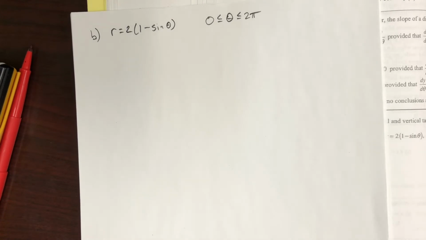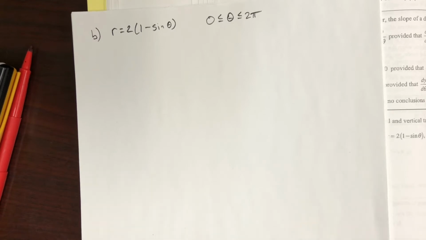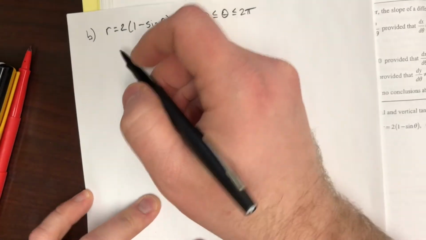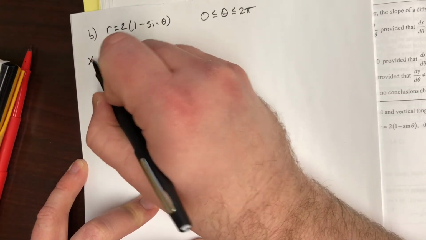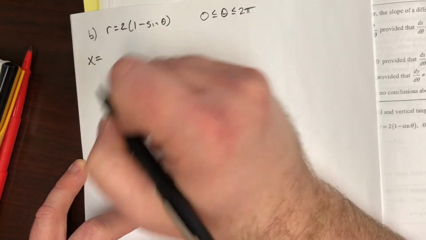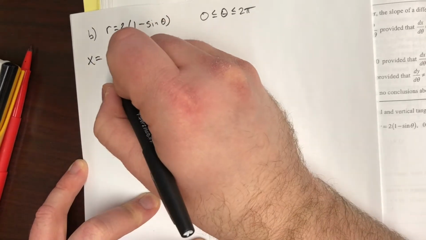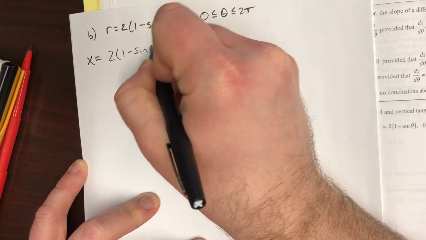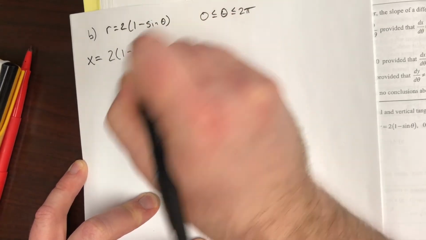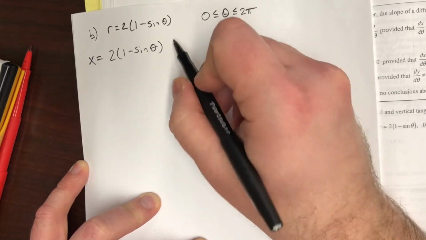Okay, so how are we going to find the horizontal and vertical tangents to this? Well, we don't actually need to find dy dx. We just need to find dy and dx kind of separately. So I know that if I want to find my vertical tangents, that has to do with x, because x is on the bottom of that fraction. So x is going to be r, right? This is r times cosine theta.